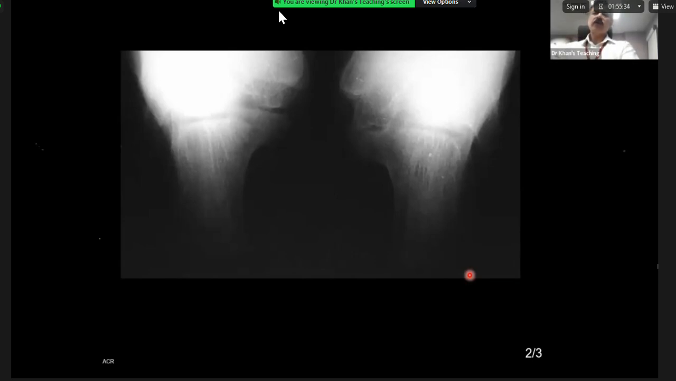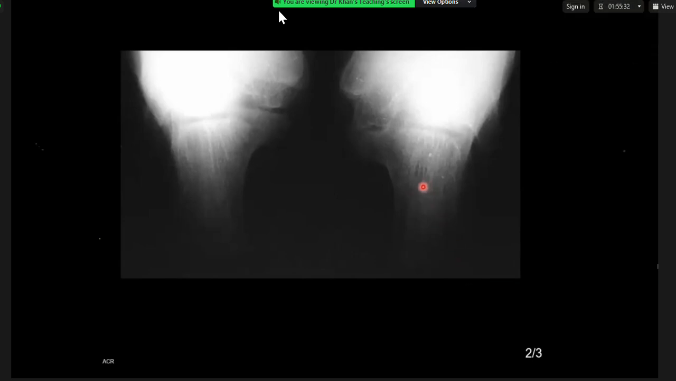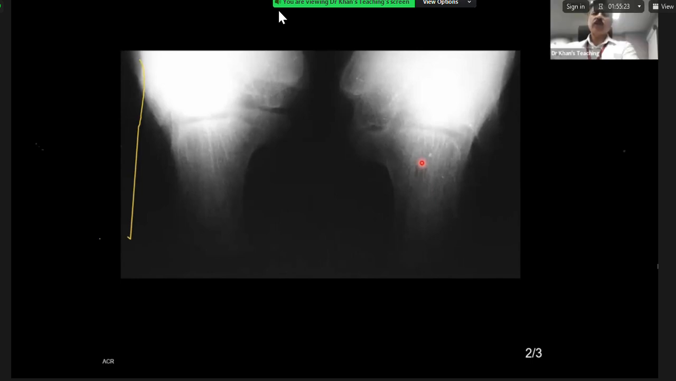So let me give you a hint. This is the normal side. This is the abnormal. Okay. Sorry, which one is abnormal? Can you see my mouse? The red cursor, laser. So this is the abnormal. Okay.